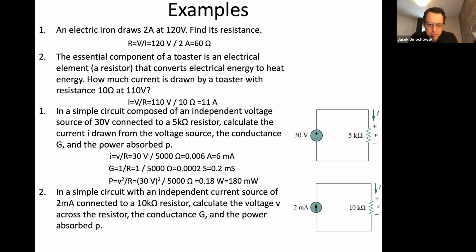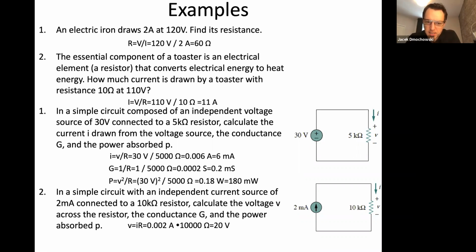So 2 milliamps and 10K, 10 kilo ohms. What's the voltage, right? So we have to multiply. 20 sounds right because we are multiplying 0.002 by 10,000 ohms. So we get 20 volts. Thank you for those answers. Now, what about the conductance G? How do I get the conductance G of this resistor here?